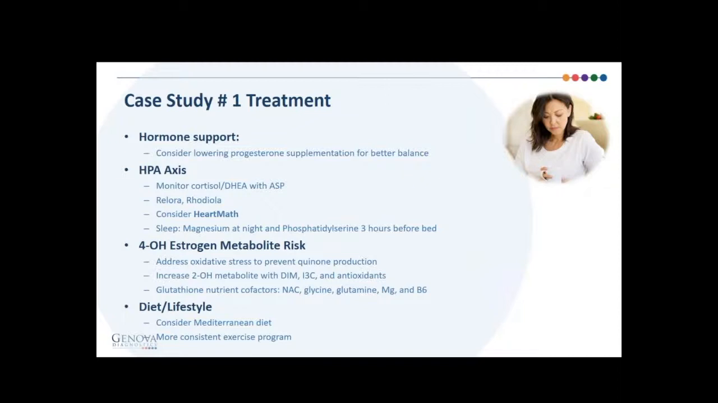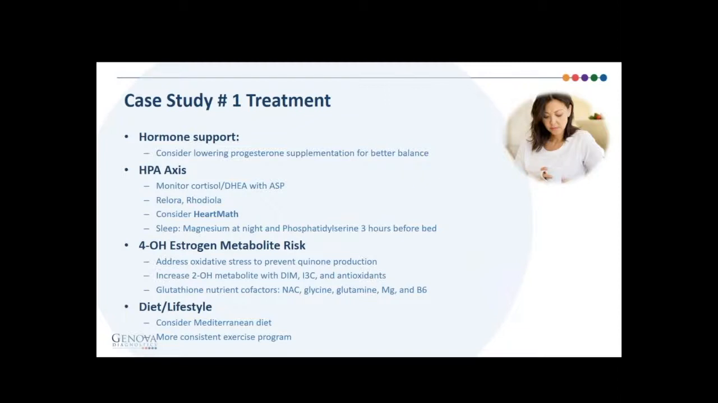There are adaptogens like Relora and Rhodiola that can be utilized to help with that high cortisol production, that pull towards cortisol. And consider HeartMath. HeartMath is often utilized for cardiac support, but it is a great way to get people to relax, to have a mechanism by which they can actually measure where they're at. I think it's so frustrating as both a patient and a doctor to say to a patient, you're stressed out, lower your stress, do something about that. If you can give them something really specific like HeartMath, that can be very useful.